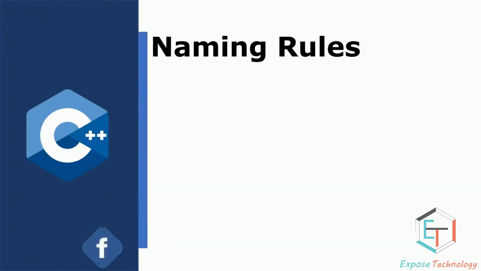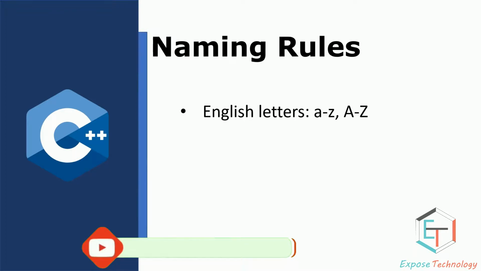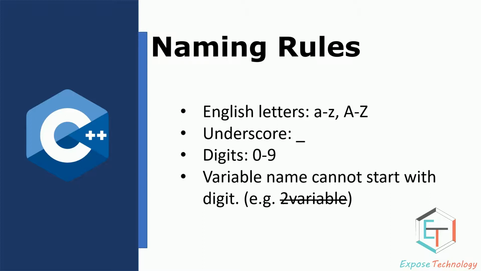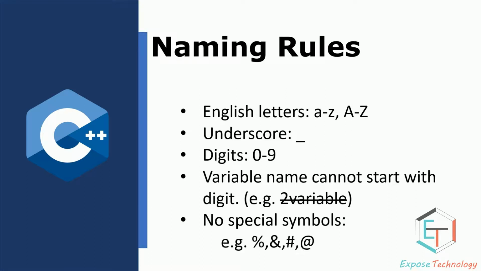Here are some naming rules that you should follow while declaring a variable name. A variable can contain English letters from lowercase to uppercase, underscore, and digits. A variable cannot start with a digit. For example, 2variable is an invalid variable name because it is starting with a digit. A variable cannot contain special symbols.